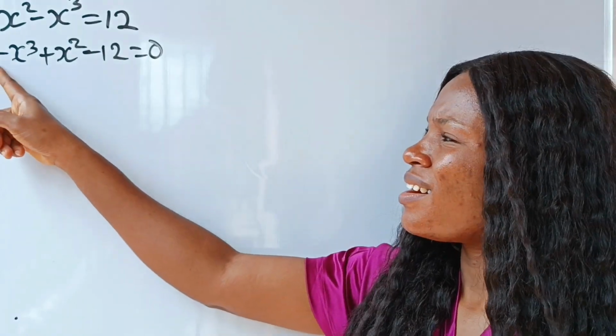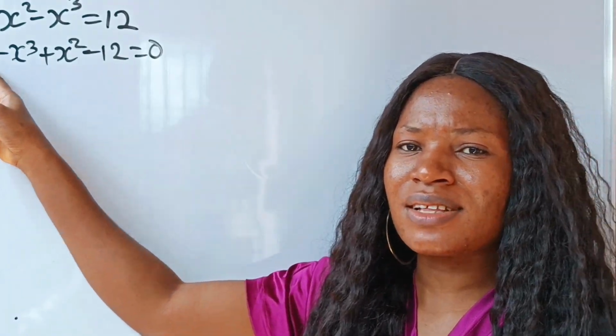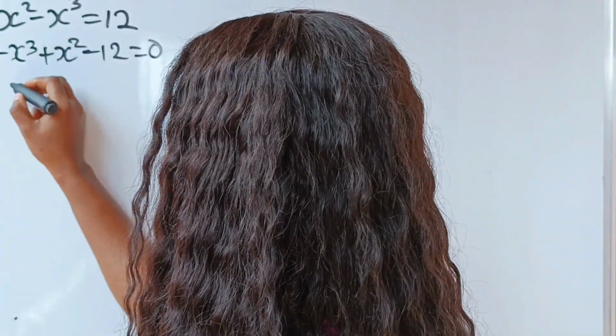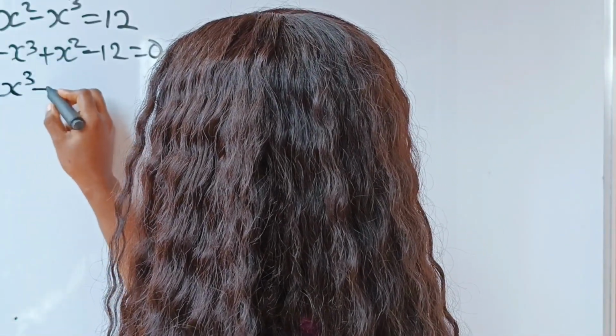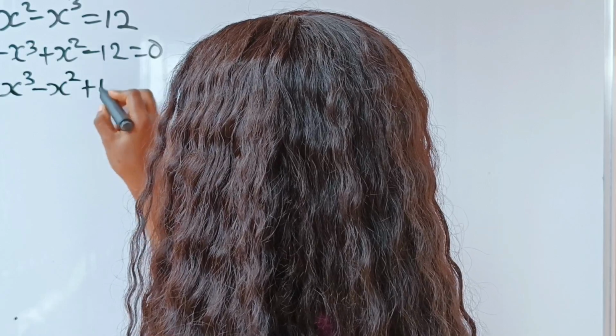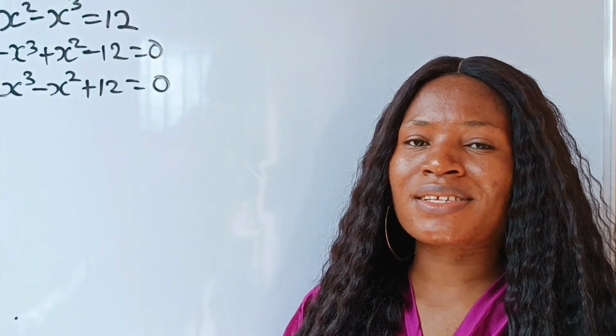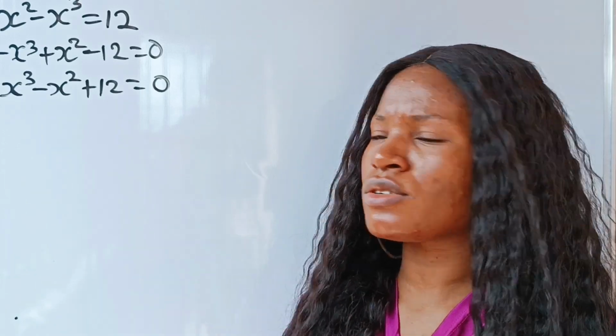Now let's multiply through by minus 1. Why? This minus sign here, I don't really like it. Let's make it positive. So to do that, we multiply through by minus 1. So we are going to have x to the power of 3 minus x squared plus 12 is equal to 0. Now, I think this is where so many of them might have gotten it wrong.